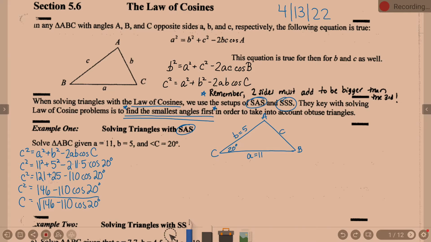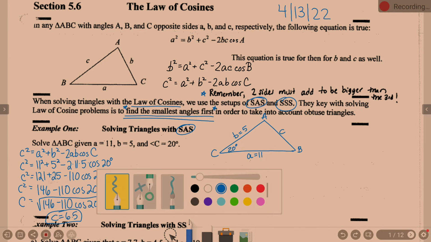The square root of 146 minus 110 cosine 20? 6.5. Now, if you try it, you still have to write stuff down. Could we have just done the square root of this very first line? Yeah, you technically could. Okay? So right there, we have found c.